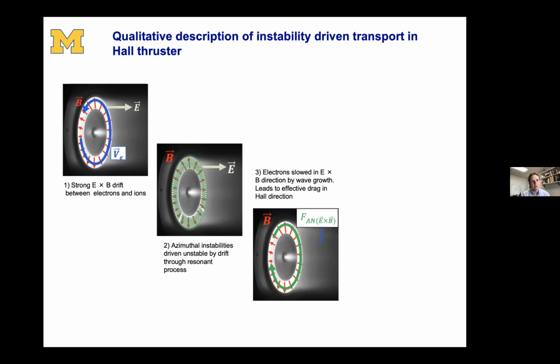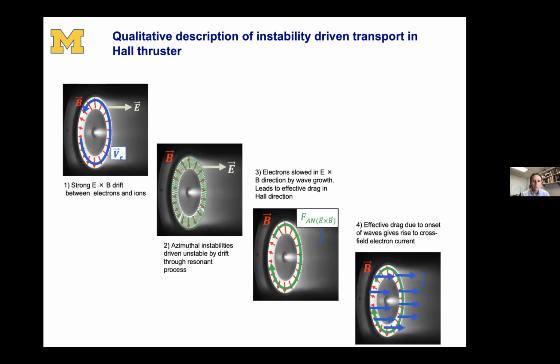The onset of these waves does not come for free. They have some momentum associated with them. So the growth of momentum in the waves comes at the expense of momentum in the electrons. And from the fluid perspective of the electrons, that appears as an effective drag acting on that species. So that green arrow represents an effective anomalous force. And then again, through just an F cross B consideration, that azimuthal force can give rise to an effective drift, which is in the transverse direction.